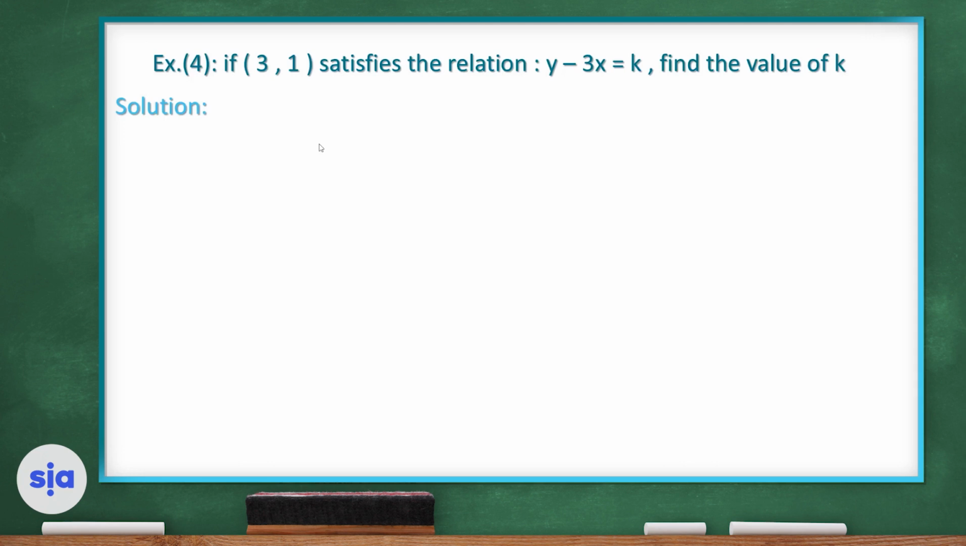So y, which is 1, minus 3 times x, which is 3 times 3, equals k. So 1 minus 3 times 3 equals negative 8. Then k equals negative 8.